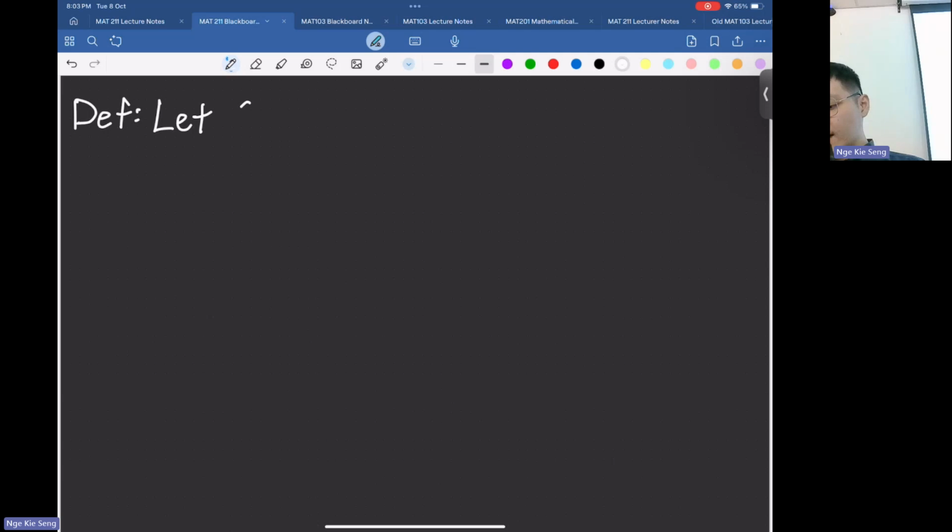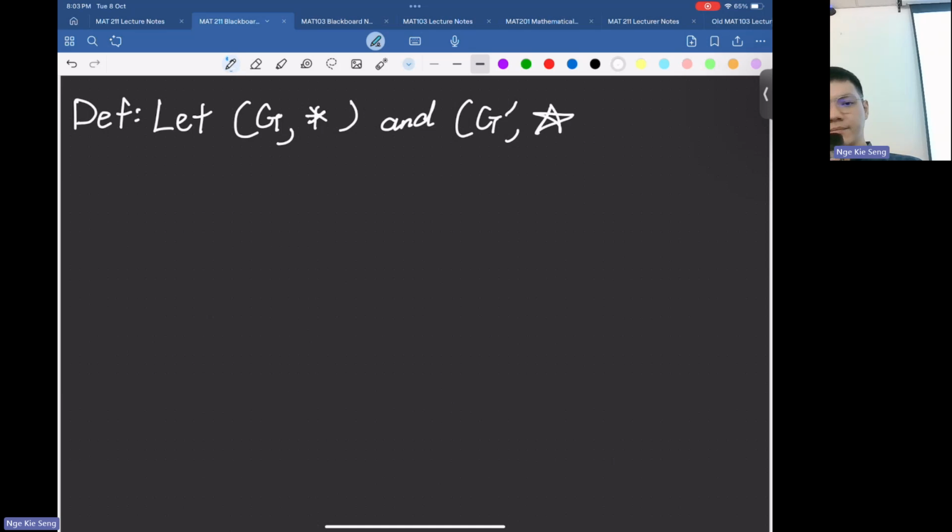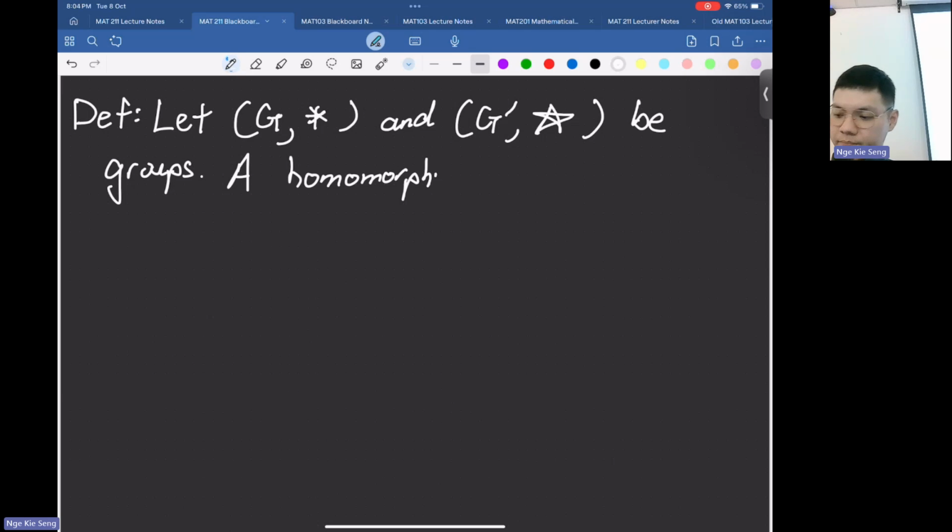So now we're gonna study the relation between two groups. Let's call them G with star and G prime with another star. So two groups. Then we'll define a map called homomorphism. Have you learned about this word homomorphism before? No, don't know. Okay. So what is a homomorphism?